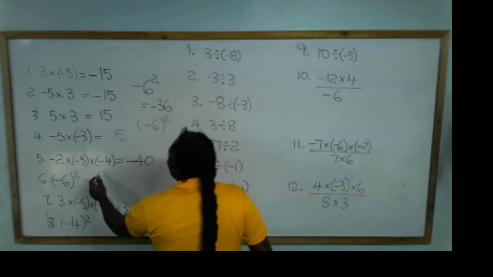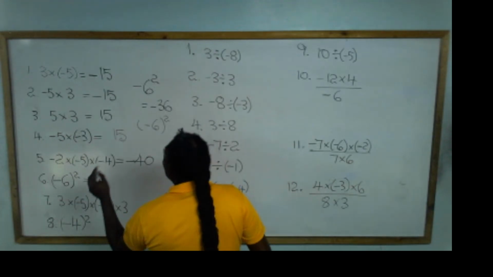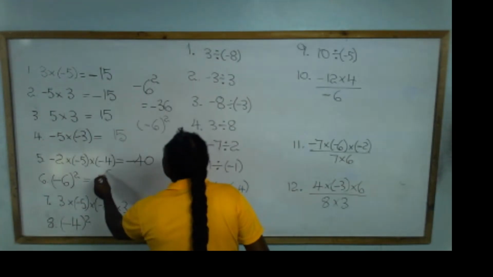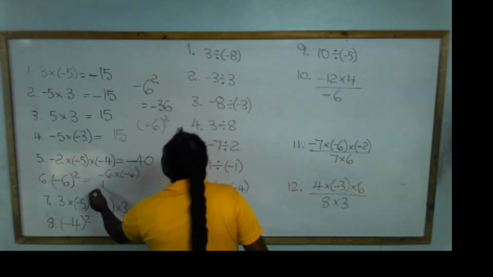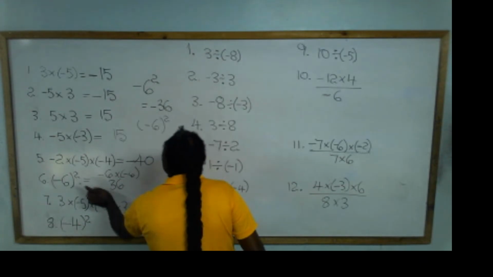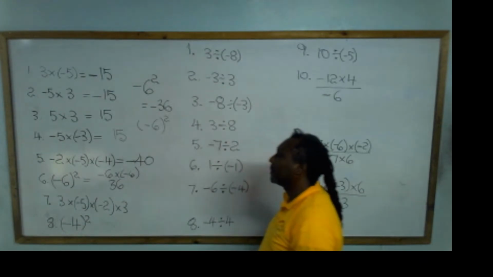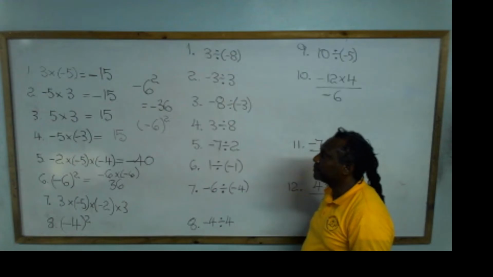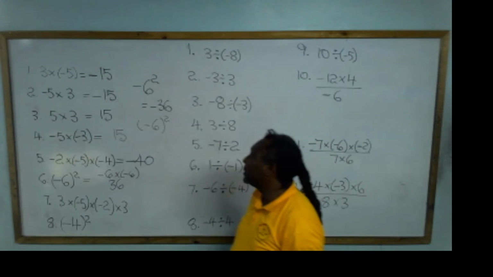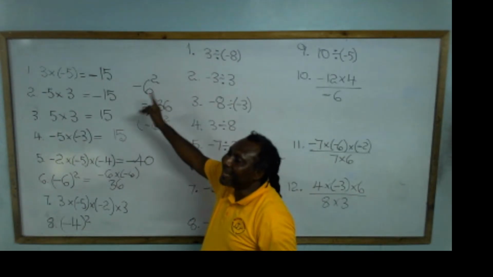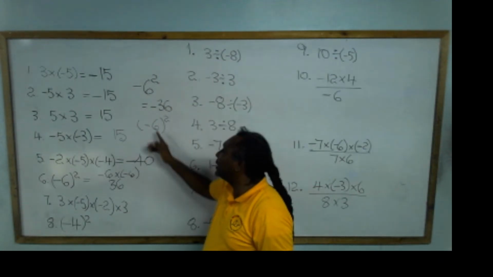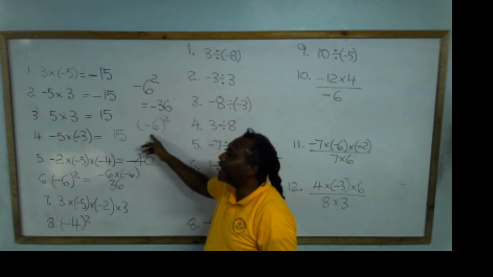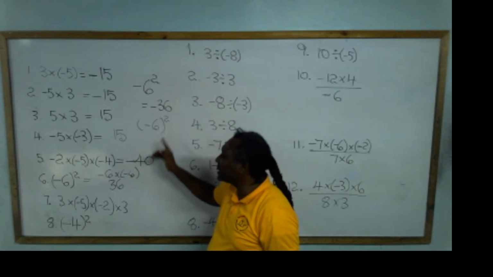So the calculator will do this, which is what you should do. Negative 6 times a negative 6 is equal to a positive 36. This one, student, is the negative of a square, which is always negative. And then this one is the square of a negative, which is always positive.